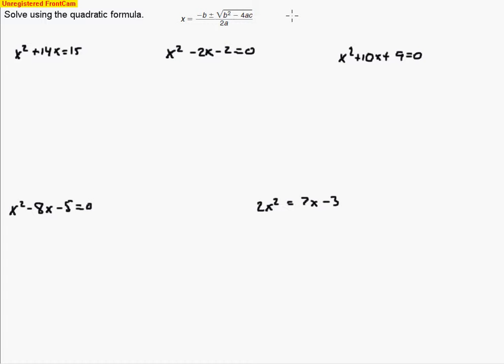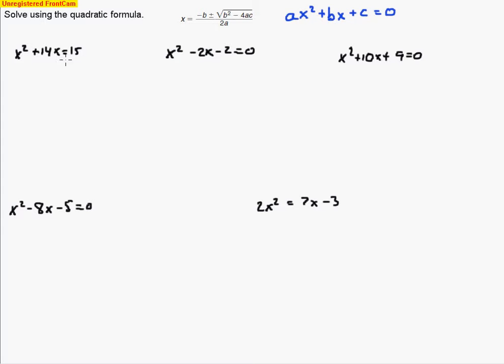That way we can figure out our a term, because a is the coefficient in front of x squared. b is the number out in front of x, and our c term is the last term, our constant. So you always set it equal to 0 first, and then from there we can go ahead and solve. So we'll take a look at our first problem here.